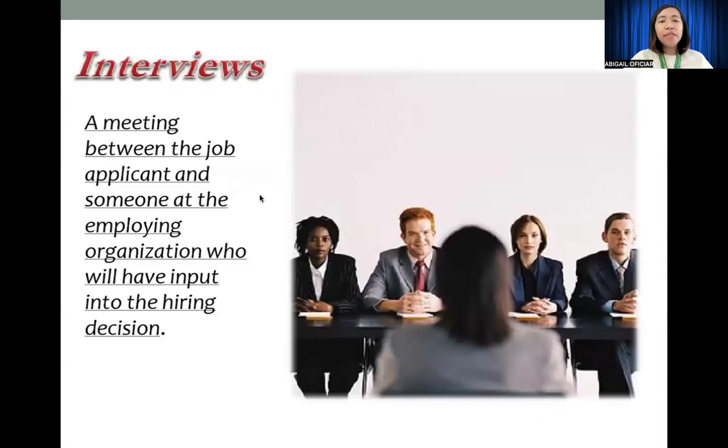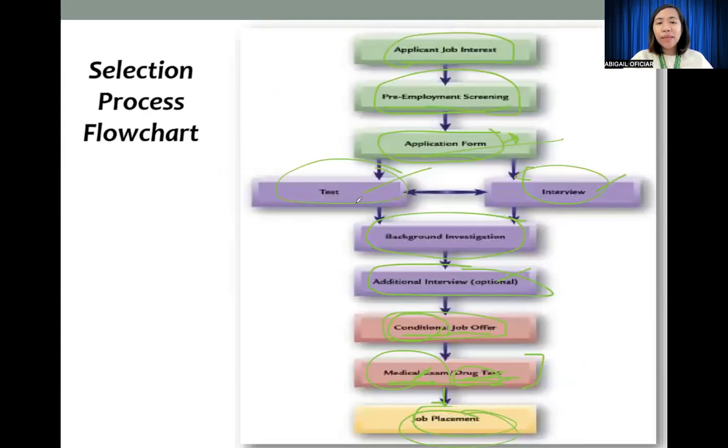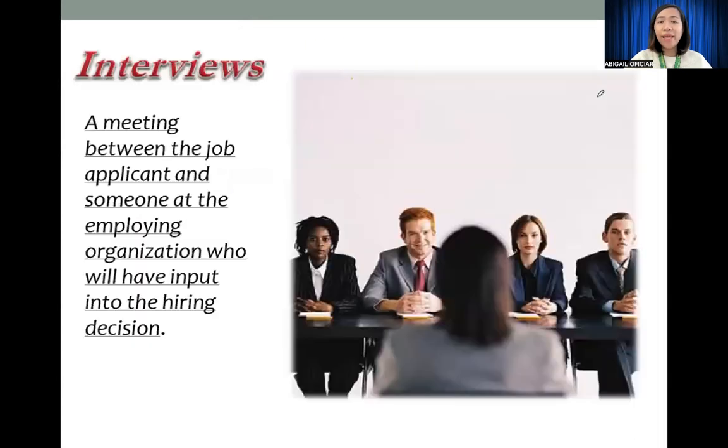Now, since a while ago, I discussed to you testing and interview. Now, let's highlight interview. Ano ba yung ginagawa natin dyan sa interview na yan? Okay, ano ba yung interview? Interview is a meeting between the job applicant and someone at the employing organization who will have input into the hiring decision. Okay, so meeting, this is a meeting.